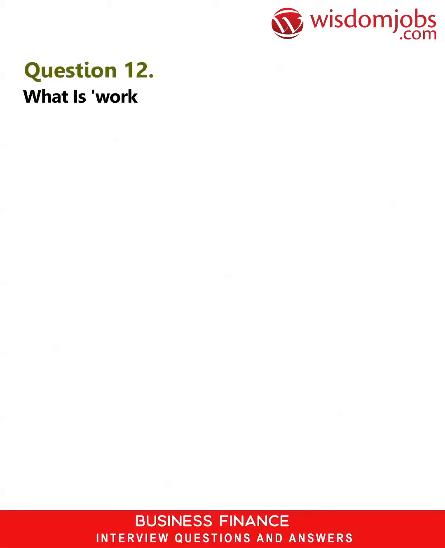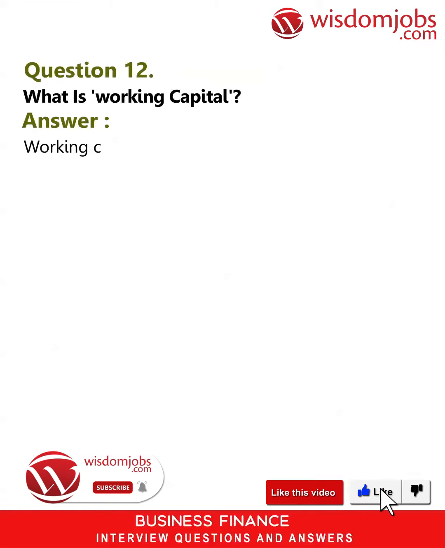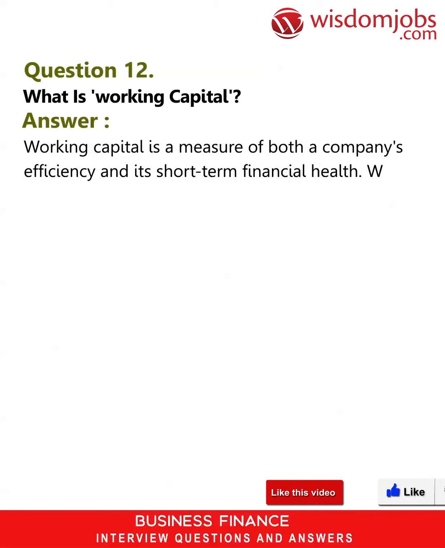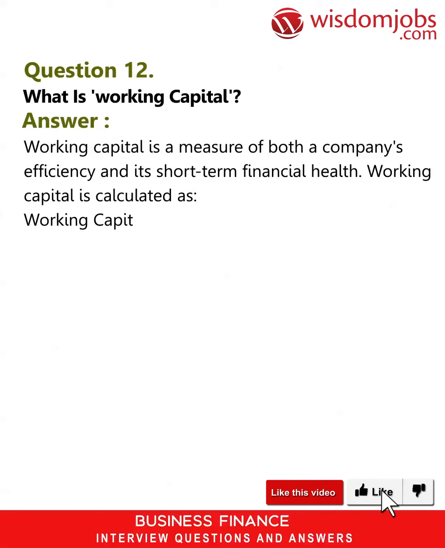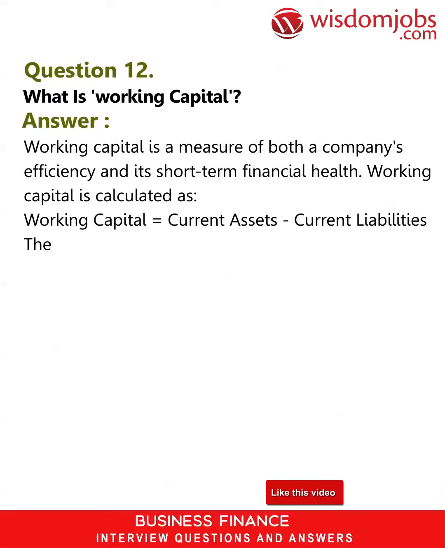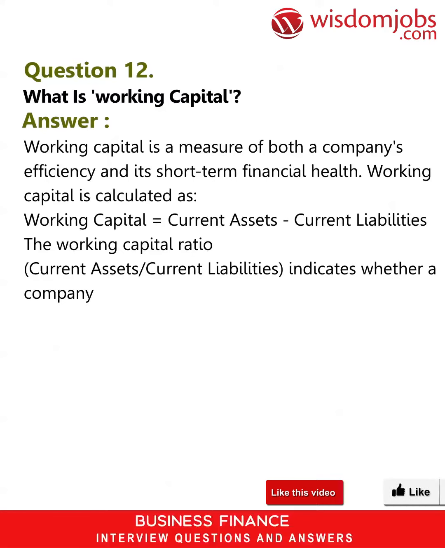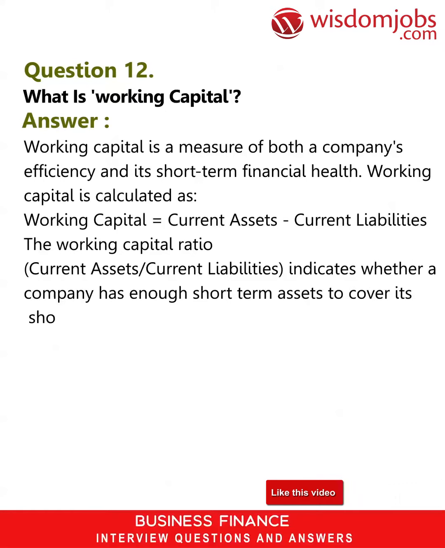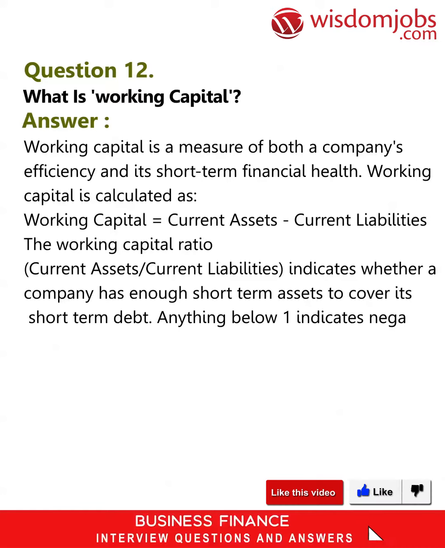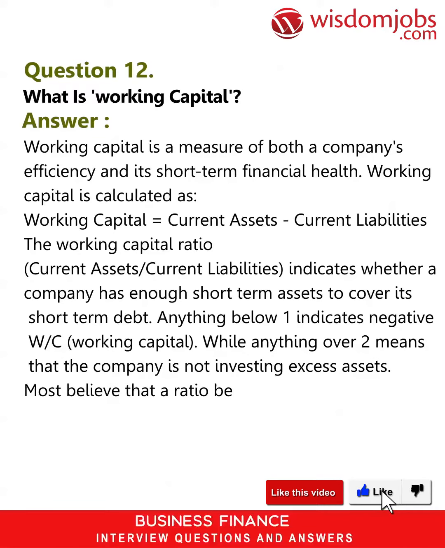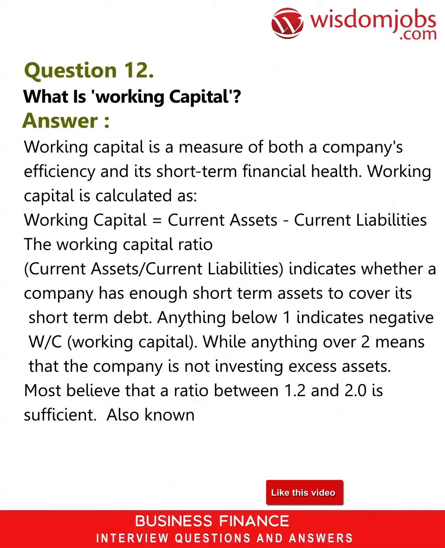Question 12. What is working capital? Answer. Working capital is a measure of both a company's efficiency and its short-term financial health. Working capital is calculated as working capital equals current assets minus current liabilities. The working capital ratio, current assets divided by current liabilities, indicates whether a company has enough short-term assets to cover its short-term debt. Anything below 1 indicates negative working capital, while anything over 2 means that the company is not investing excess assets. Most believe that a ratio between 1.2 and 2.0 is sufficient, also known as net working capital.